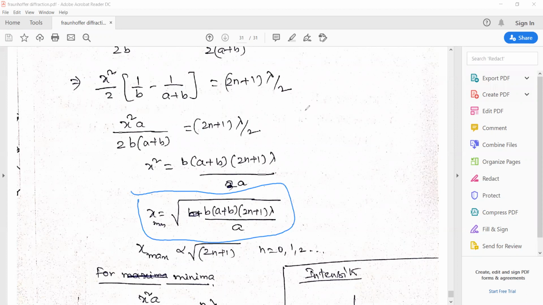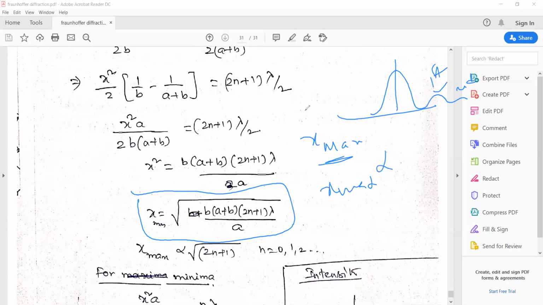So here if you see, x maxima means position of the maxima. Here the diffraction pattern looks like this. So first secondary maxima, this is called maxima. First maxima, second maxima. First maxima position x max is directly proportional to, in this equation, root 2n plus 1. Let's suppose n is 0, it will be square root of 1. So first secondary maxima is approximately proportional to 1 into b plus a b into a plus b by a into lambda.